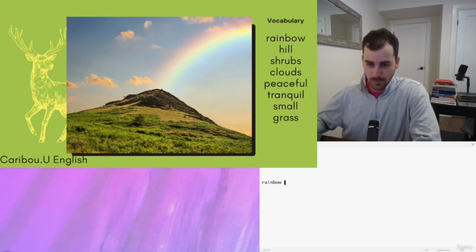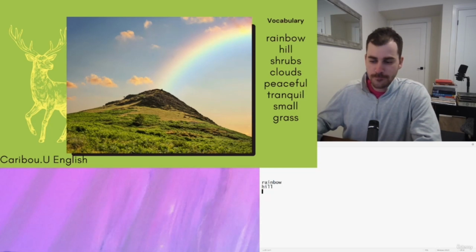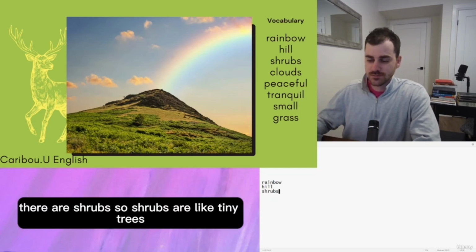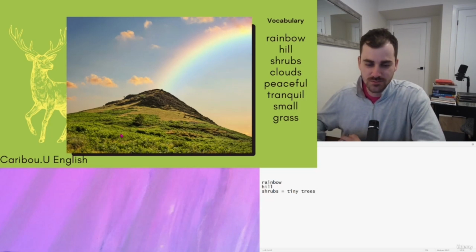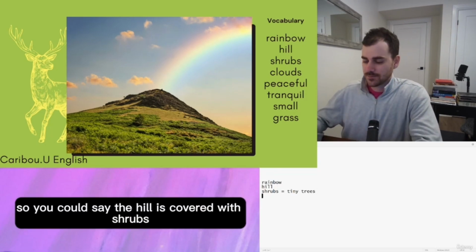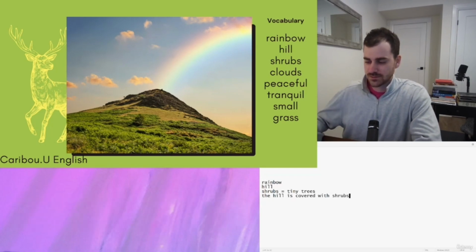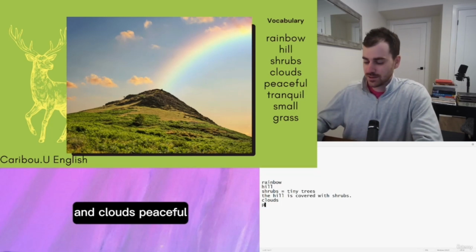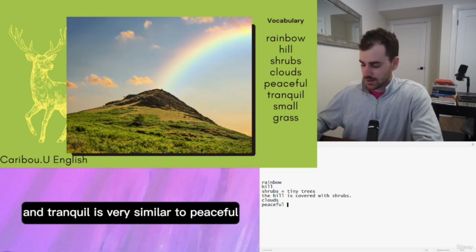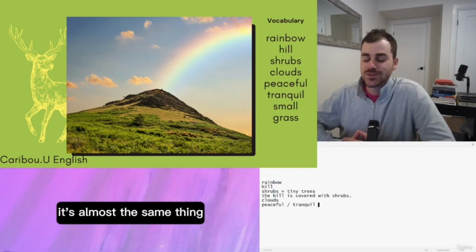So there's a rainbow. There's a hill. There are shrubs. So shrubs are like tiny trees. These are shrubs. So you could say, the hill is covered with shrubs. And clouds, peaceful, and tranquil is very similar to peaceful. In my opinion, it's almost the same thing.